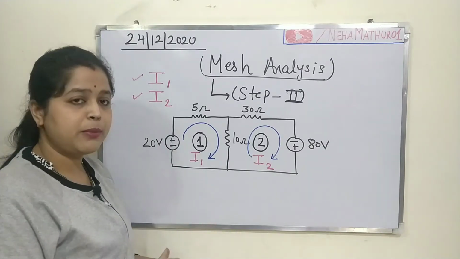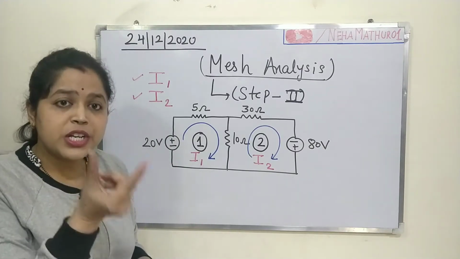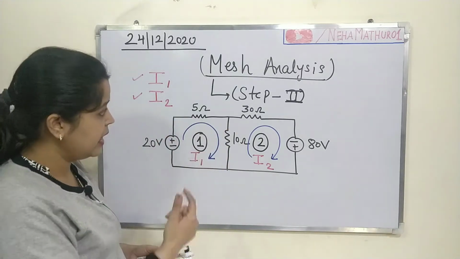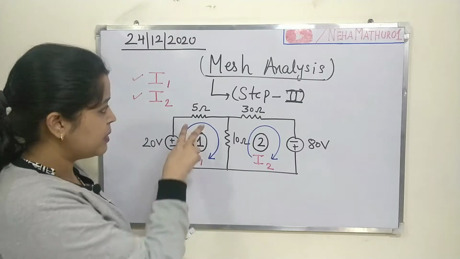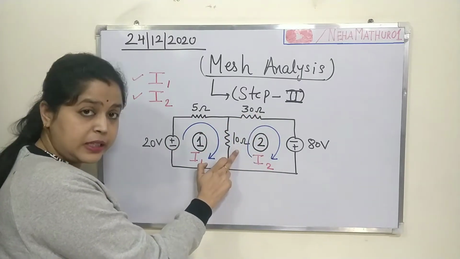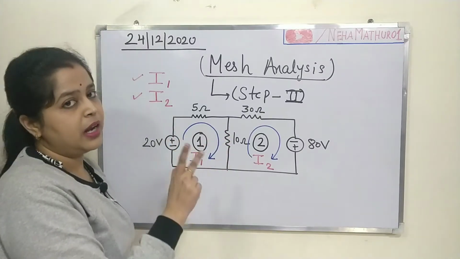So if I ask you the notation of current across each of the resistors, then you can say that across the 5 ohm resistor we have I1, across 30 ohm we have I2, and across 10 ohm we have both I1 and I2.